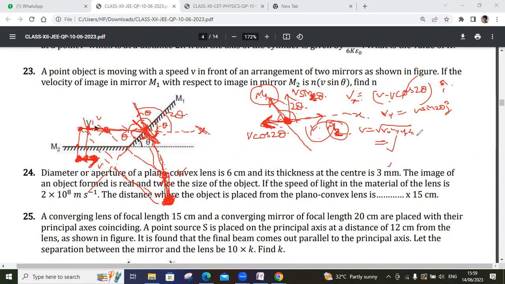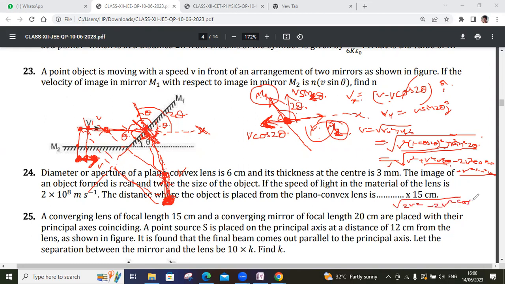This will become root of v square times 1 minus cos 2 theta whole square, plus v square sin square 2 theta. This can be expanded: v square plus v square cos square 2 theta minus 2 v square cos 2 theta plus v square sin square 2 theta. So sin square plus cos square is 1, and this becomes root of 2 v square minus 2 v square cos 2 theta.